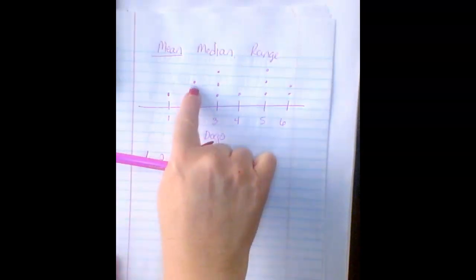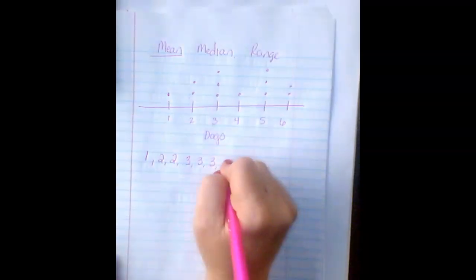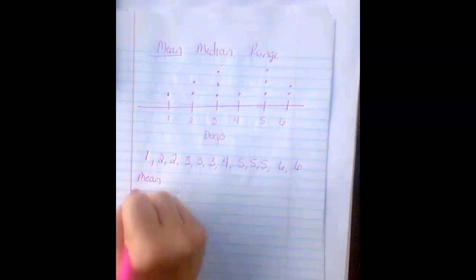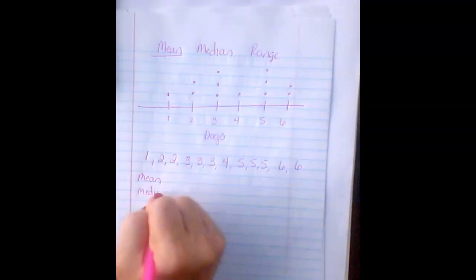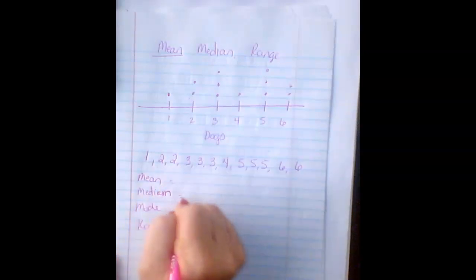So let's do this. We're going to add these. 1, 2, 2, because I had 2 2s. 3, 3, 3, 4, 5, 5, 5, 6, 6. So let's find the mean, median, mode, and range. Okay, I'm going to pause my video so you can find the mean, median, mode, and range of these.